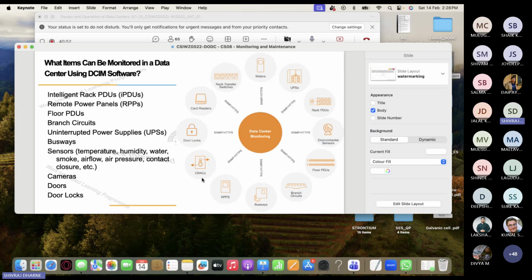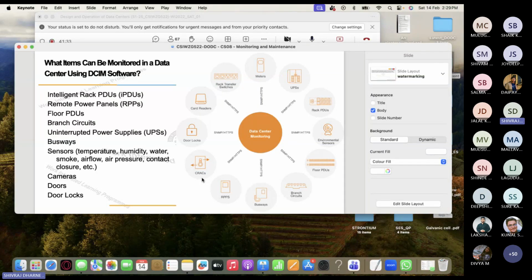Busways in data centers, there is another word called bus ducts, or bus bar trunking systems. Actually, this is a modular power distribution system used to deliver the electrical power from UPS to the data center. Instead of running multiple heavy power cables under raised floors or overhead trays, busways use an enclosed metal housing and copper or aluminum bus bars inside. So that is called busways.